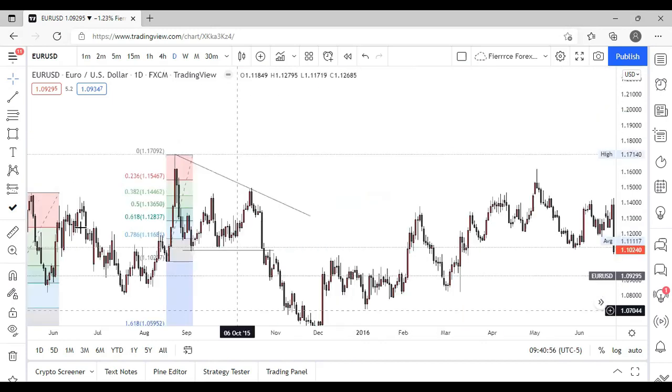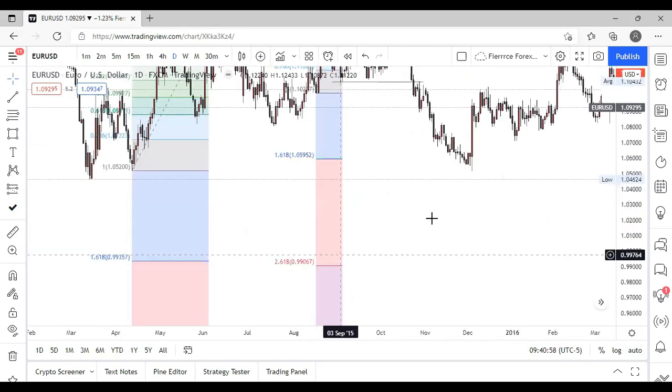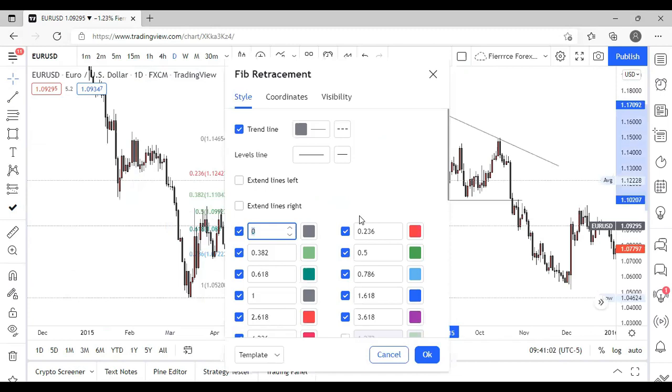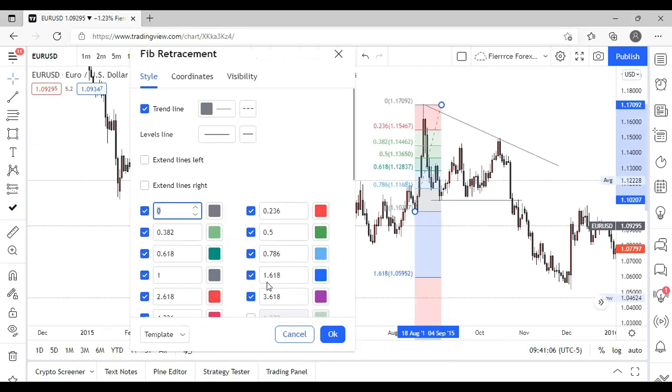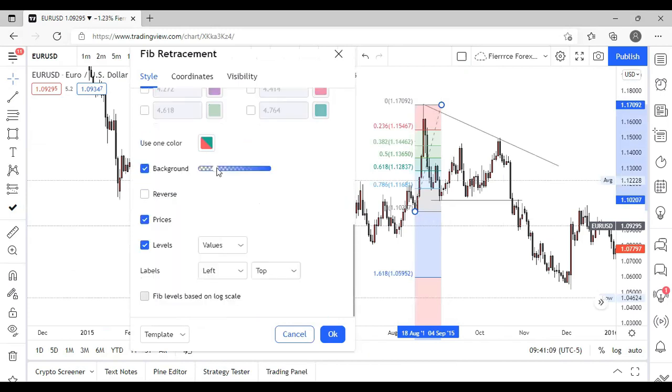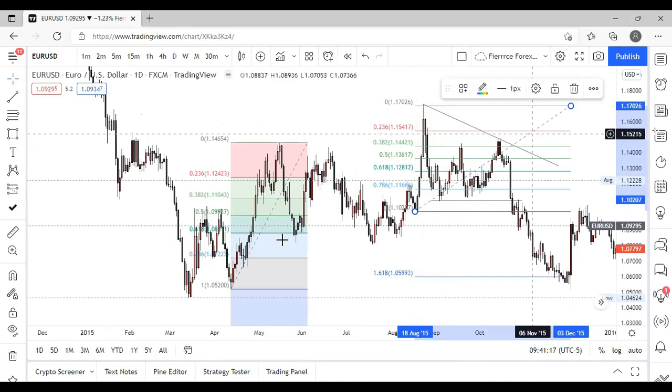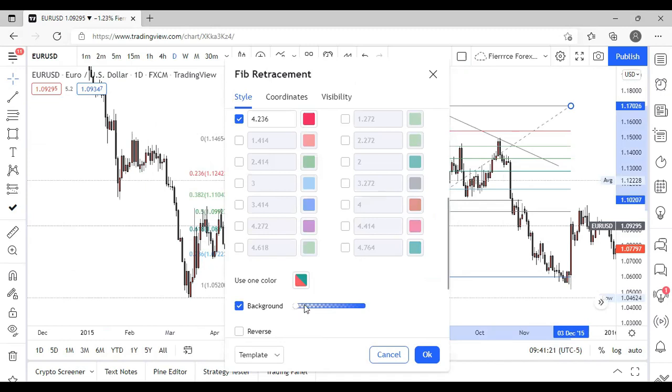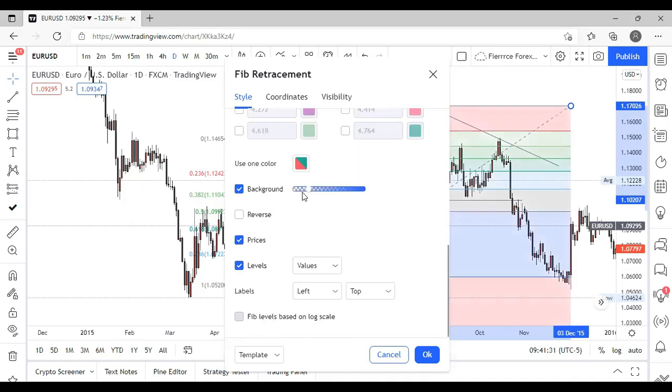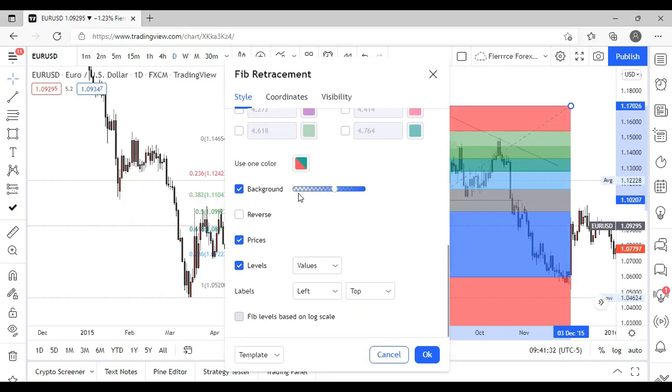Now, let me just say something about the tool. You can also customize it the way you want. You just double click on it and make these lines. Let me go down maybe to the background. I can reduce the background, or I can remove it completely. So you can see this line here doesn't have any background, in case you don't like the colors. Or I can just add it again and make it not so obvious.